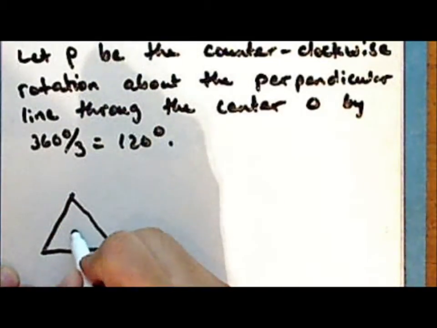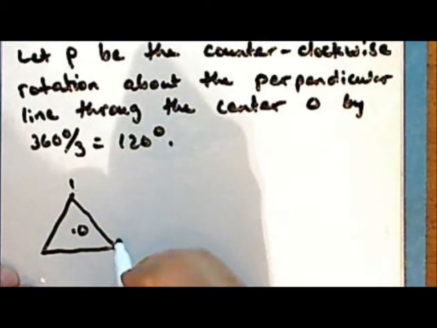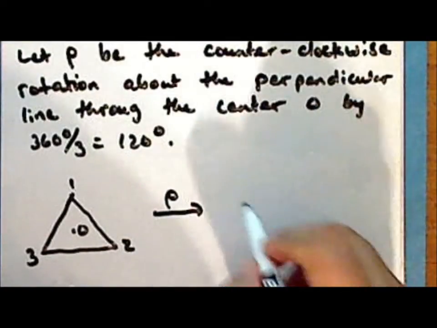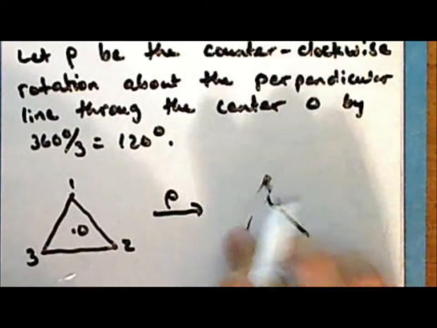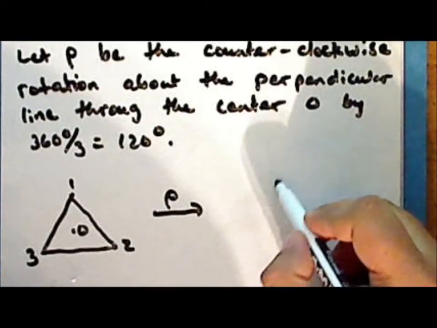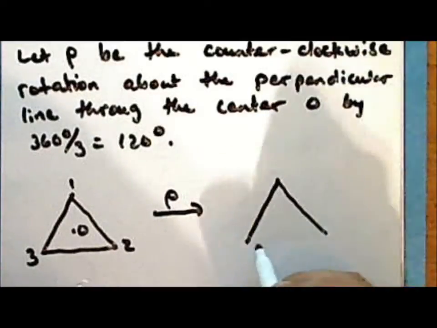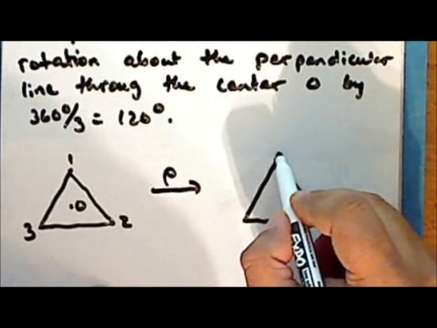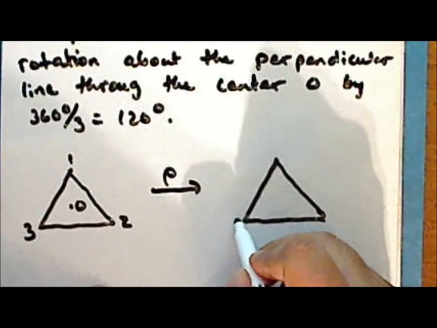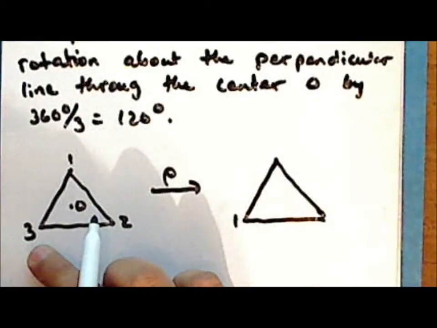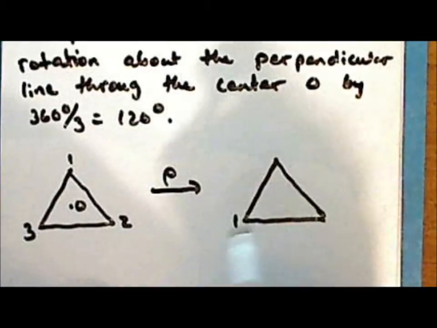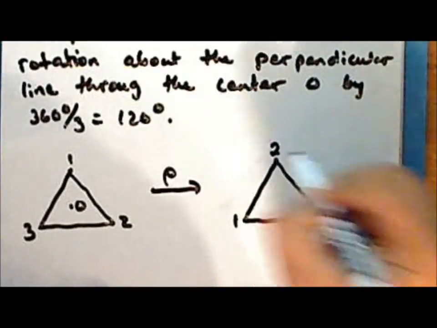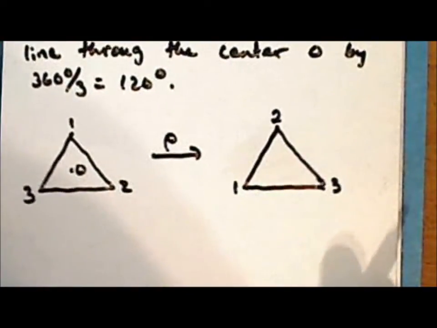Then, if we rotate the equilateral triangle 120 degrees counterclockwise, then we have a congruent triangle where the vertex 1 is now occupying the position that the vertex 3 previously occupied, and similarly 3 now occupies the position that 2 had, and 2 occupies the position that 1 previously occupied.